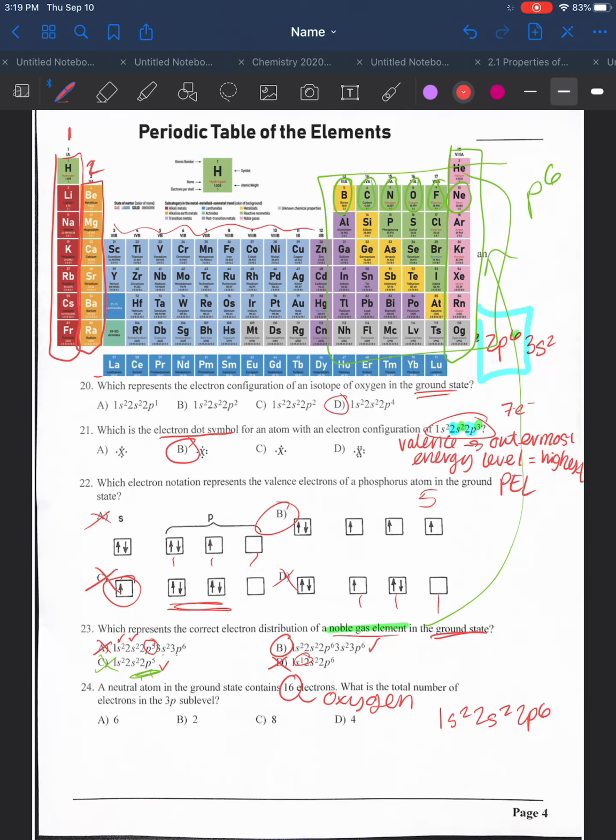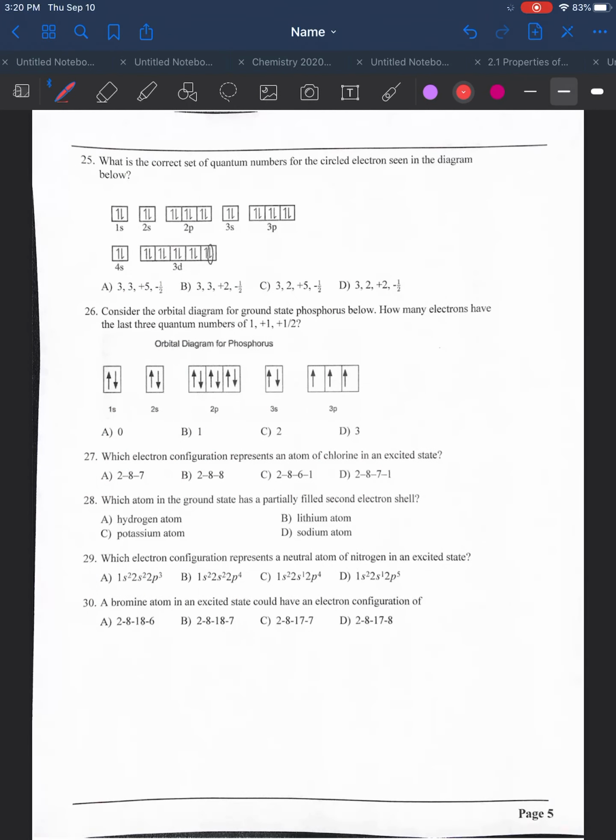Oh wait, never mind. Sorry, I'm not counting right. 1s2, 2s2, 2p6, 3s2, 3p4, right? So, if that's the case, how many electrons do we have in the 3p sublevel? 4. And going over to 25.